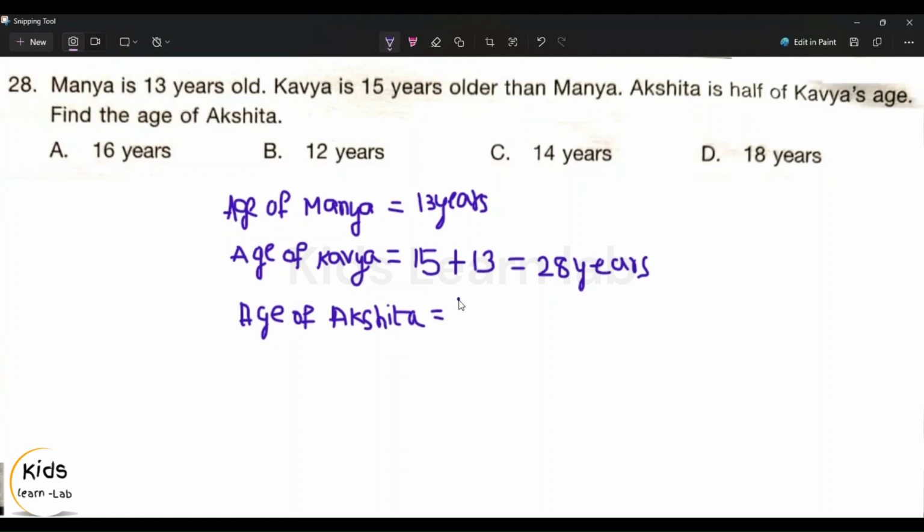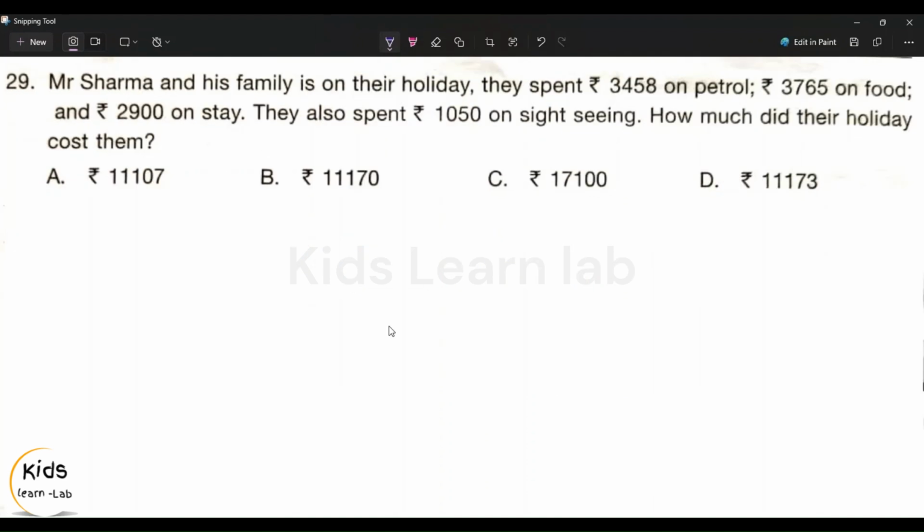Age of Akshita is equal to half of Kavya's age. So half into 28. 2 ones are 2, 2 fours are 8. So 1 into 14 is equal to 14 years. So age of Akshita is equal to 14 years. So option C is the right answer, children.